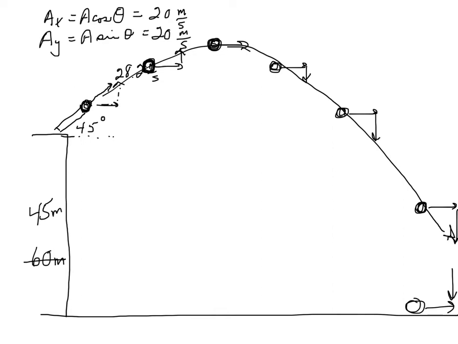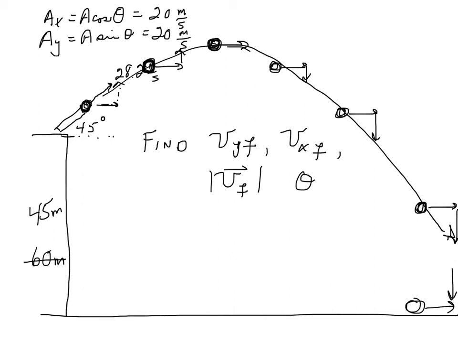So here's the problem, and I'll let you pause the video and figure it out. Find Vy final and Vx final, and the magnitude of V final and the direction of V final. That's 4 things, and the 5th thing is the time that it hits the ground. So you're pausing the video and you're going to do as much of that as you can.